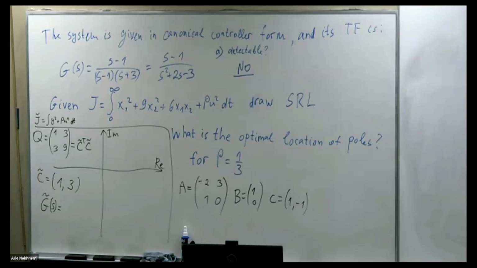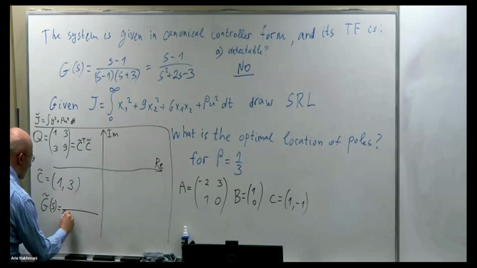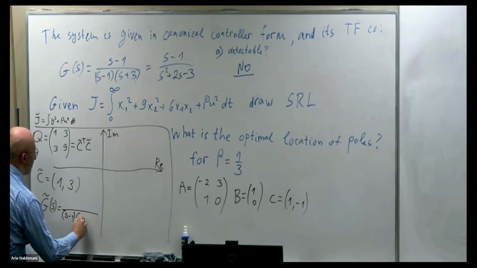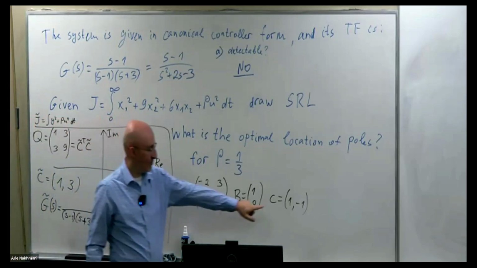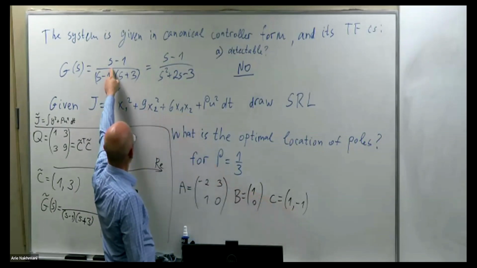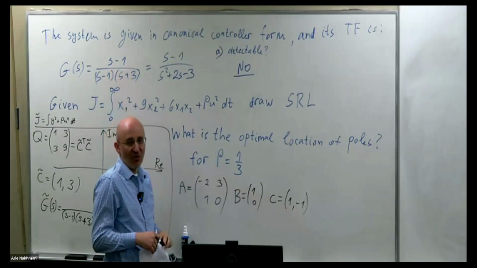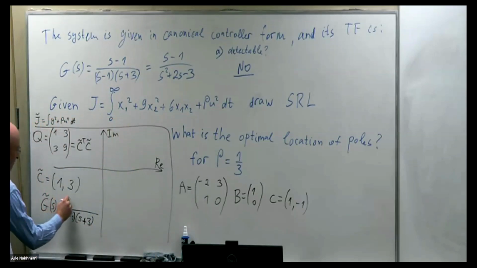So what would be the transfer function? We still have the same poles, s minus 1 and s plus 3. And what will be the zeros? Remember what the controller realization, the controller form, is? What are these coefficients? Look here. These are the coefficients of the zeros, which means your transfer function will be s plus 3.